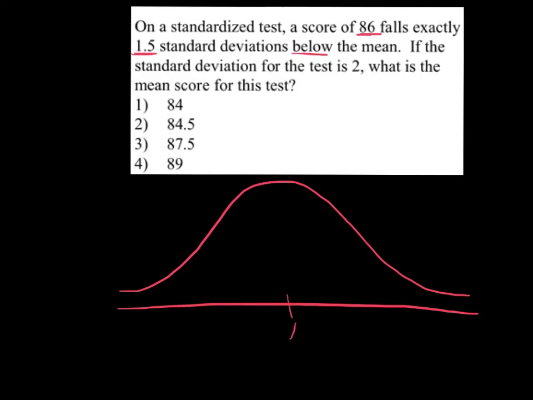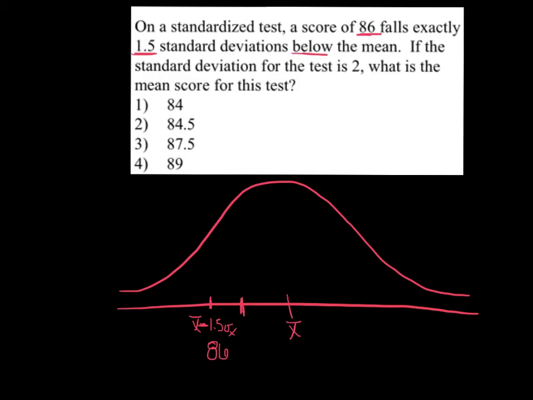Got our mean right here in the middle. And what I'm going to do is go below. So let's go one standard deviation below and then another half, so we're at minus 1.5 standard deviations. Got the minus in there. And that's a score of 86. By golly, that's a pretty high score to be underneath the mean.